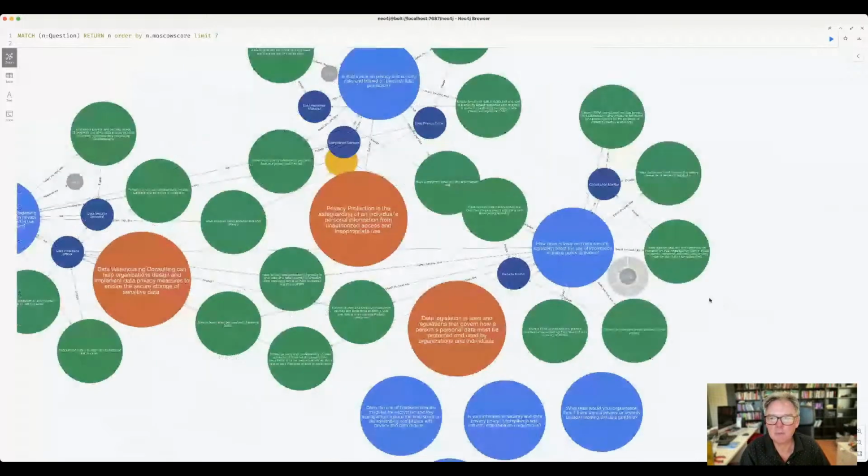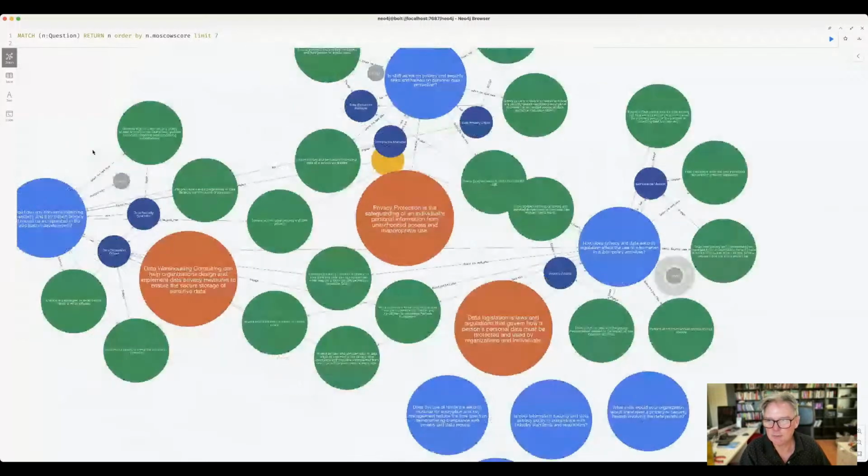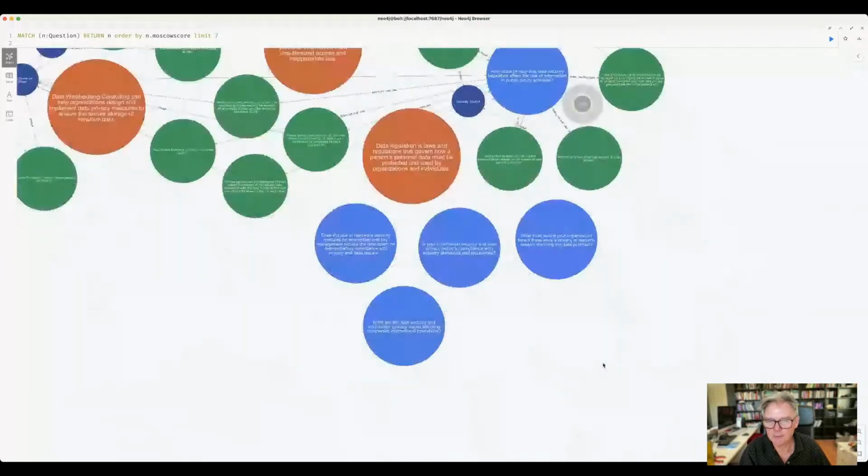So the higher the number, the more important the question is. So these are the 7 most important ones. So we'll see that this one addresses the highest out of those 3. So this is the top one of those 3. Now, 4 more to go.